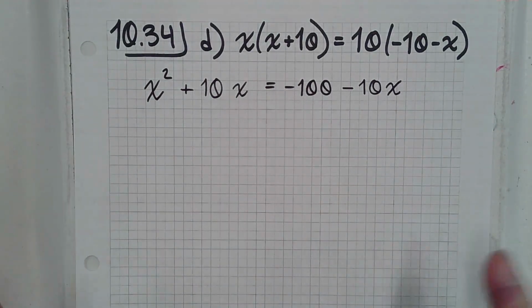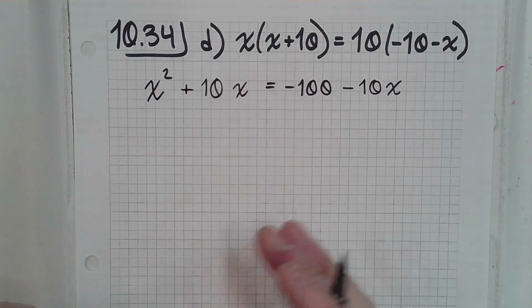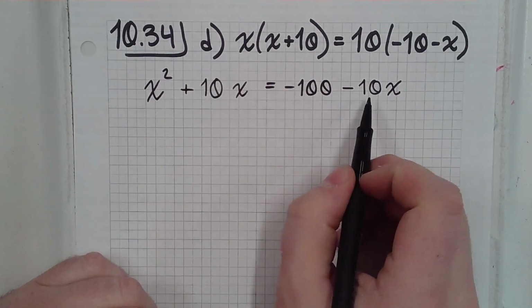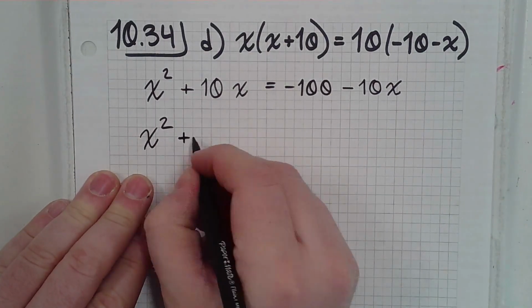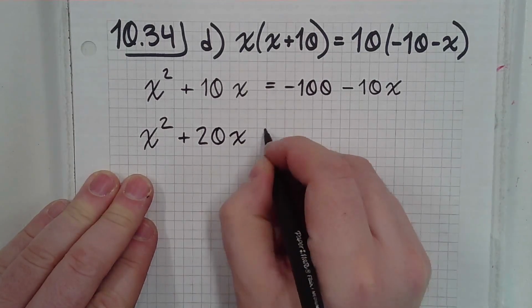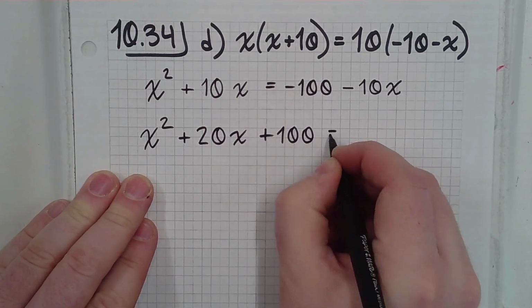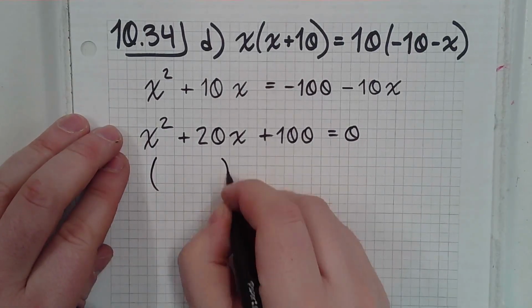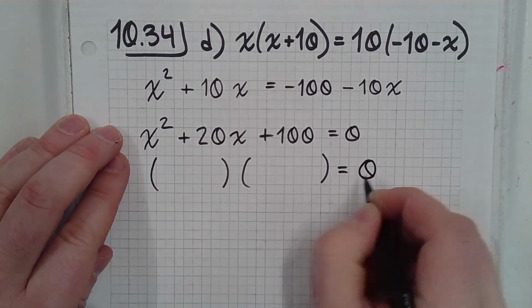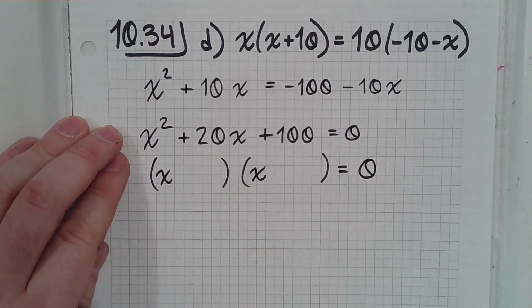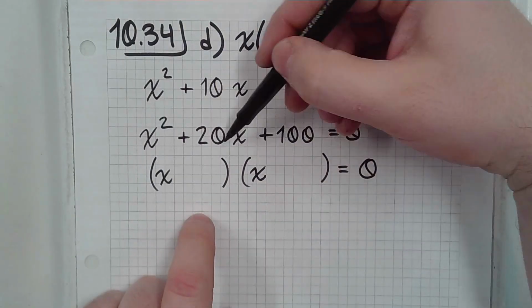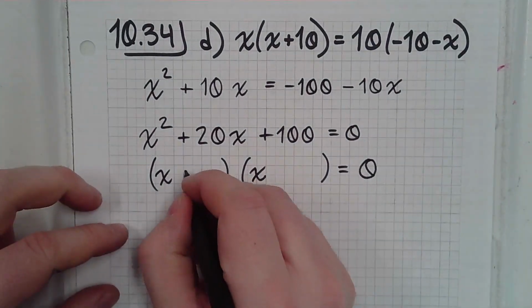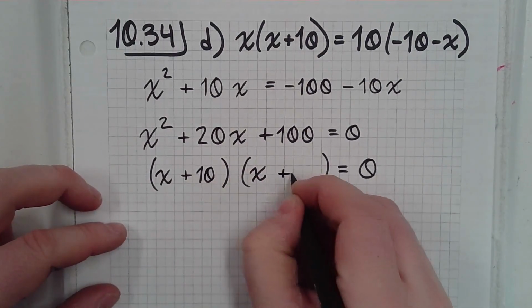When we rearrange this to get all of our terms on one side and 0 on the other, I'm going to add 100 and add 10x's. I'll end up with x squared, add 10 more x's over to make 20x's, and add 100 to get here. That gets us 0. If we try to factor this now, we'll get x times x, and we'll need numbers that multiply to 100. And when they multiply with the x's, add to a total of 20x's. Well, that's pretty easy. 10 and 10, right?